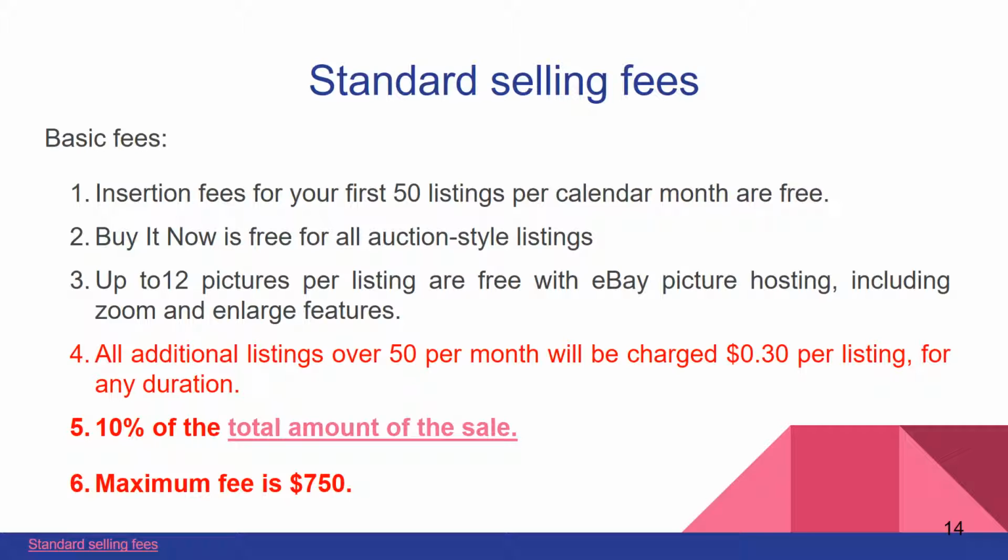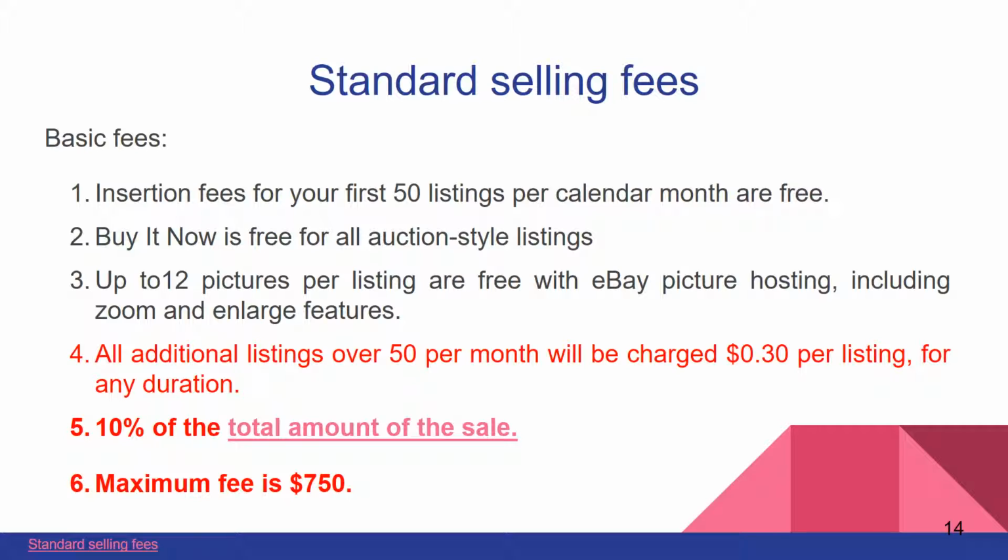To be a seller, we have to know the standard selling fee first. eBay offers 3 types of fees online now: basic fees, optional advanced listing upgrade fees, and supplemental service fees. Basic fees include a free part and a charging part. The first 50 listings per calendar month are free. Buy It Now is free. Up to 12 pictures per listing are free.